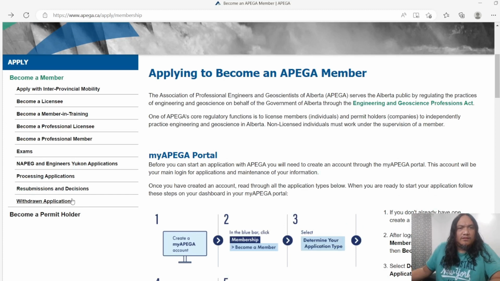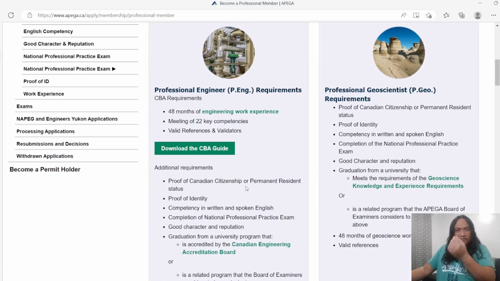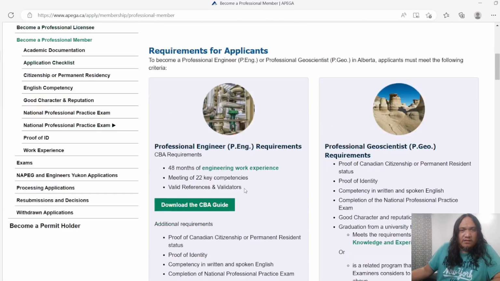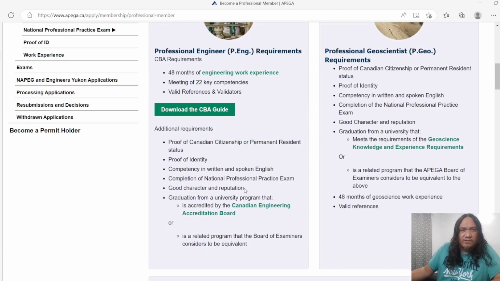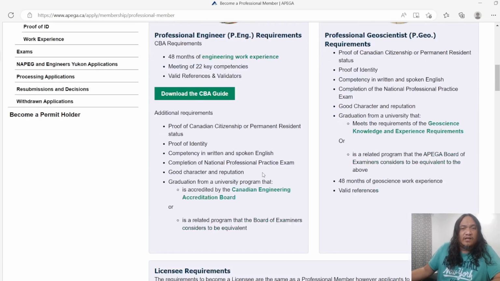So going back to the application as a professional member, this is the application that I applied for. In this website, it will give you all the information you need on how to apply for a license.